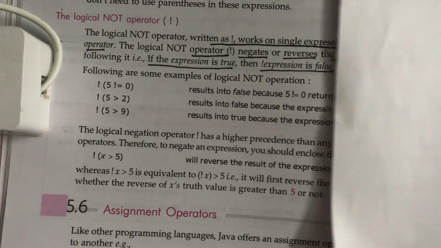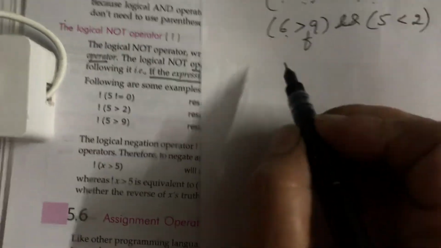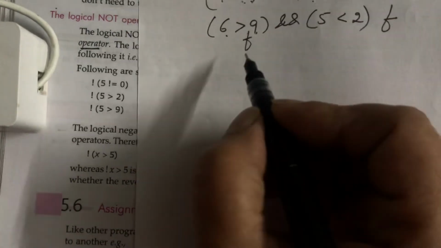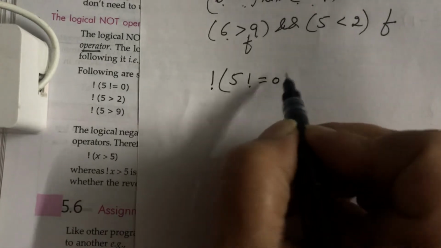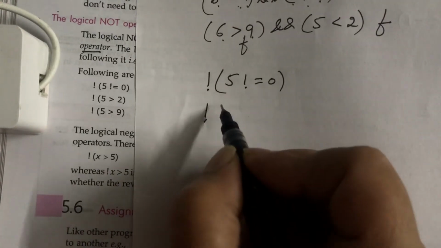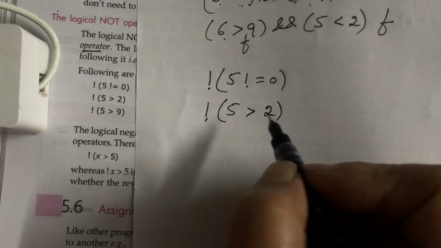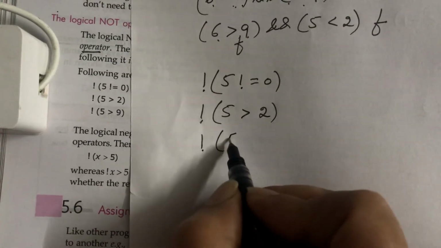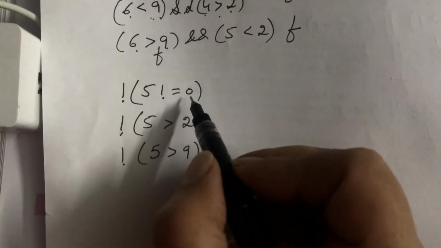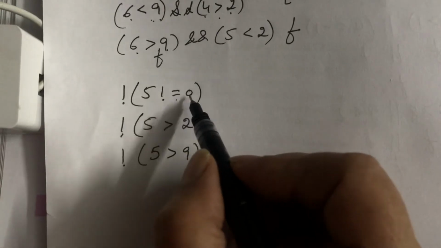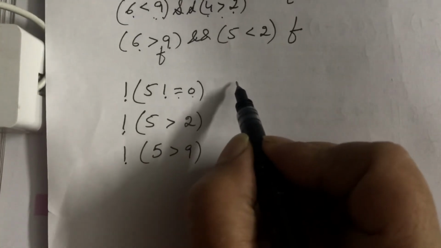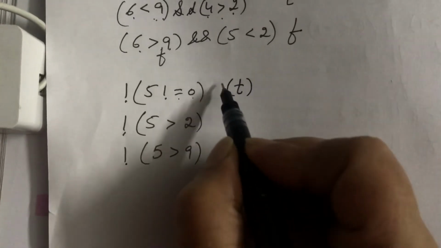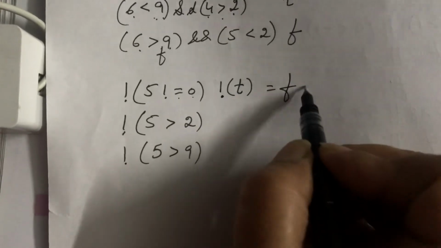Now the examples they have given are, let's understand this. Not 5 not equal to 0. Not 5 greater than 2, and not 5 greater than 9. So if we read this, first solve the expression. Is 5 not equal to 0? Yes, it is not equal to. That means the answer inside is true and not of true is going to be false.